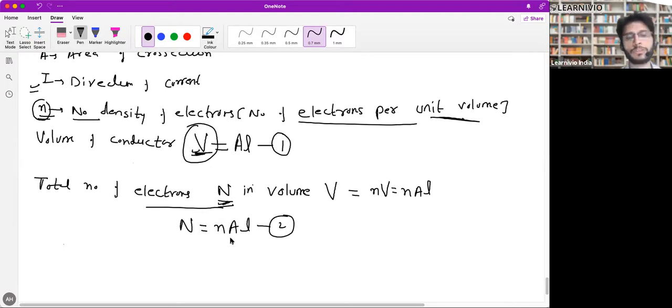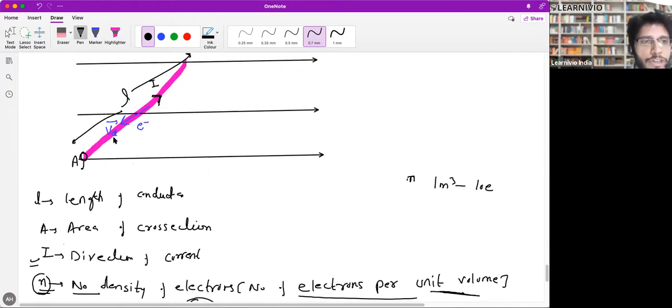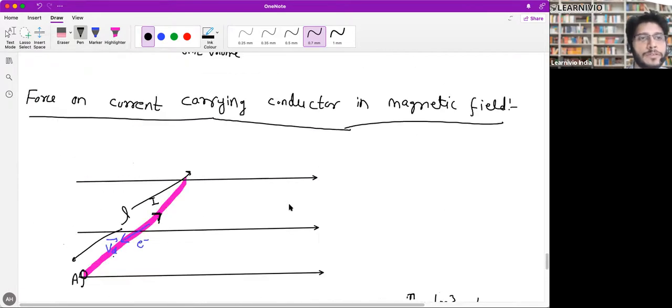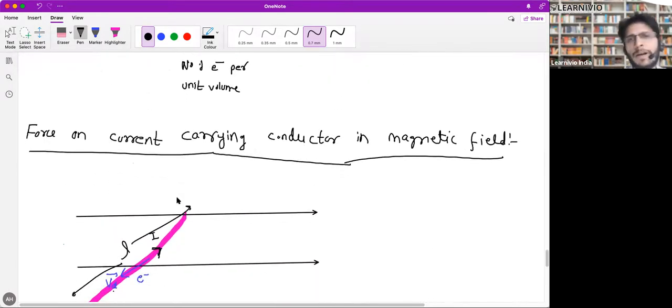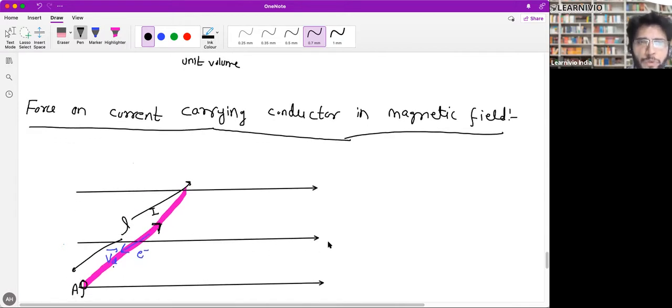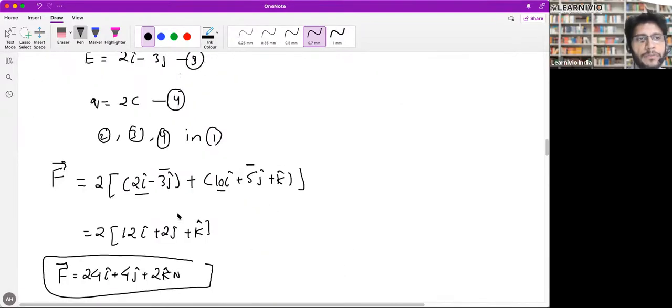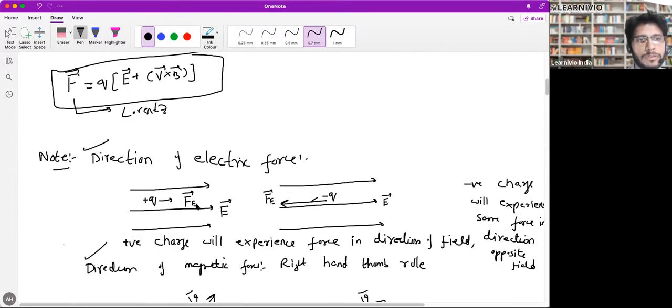So the total number of electrons is the number of electrons per unit volume multiplied by volume. That's nAL. Now these electrons are moving with a velocity which is the drift velocity, Vd. Consider the electron as a charged particle moving in this magnetic field with velocity Vd. So it will experience a magnetic force.